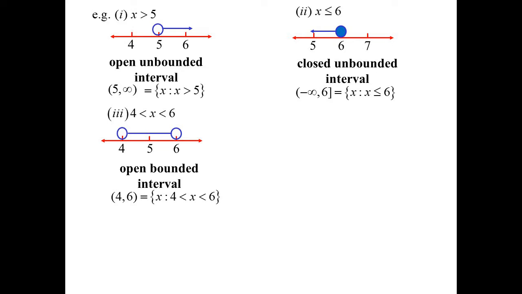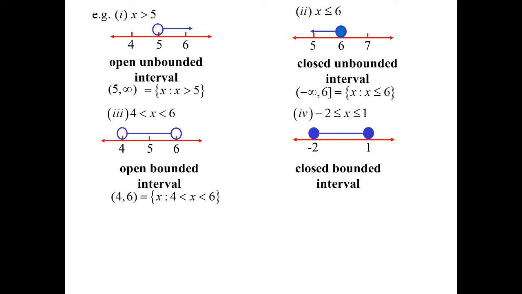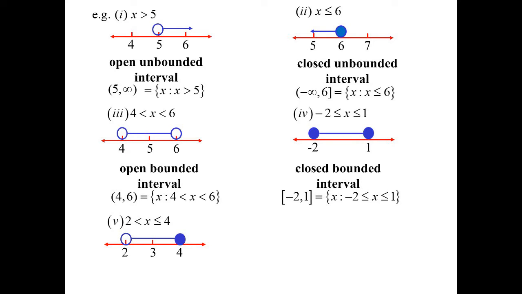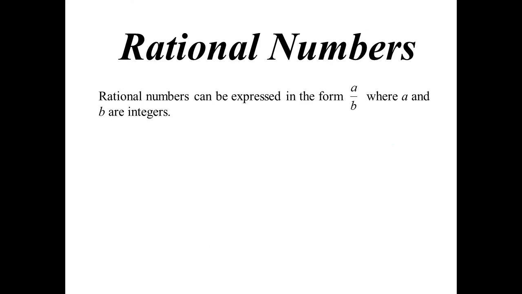They would both have parentheses, 4, 6, x such that x is in between 4 and 6. Then we have ones where the endpoints are included. So a closed bounded interval, written like that. And then we have this awkward one, which we just call a bounded interval because it just gets too confusing. So we don't worry about open and closed on that one. We just go bounded.